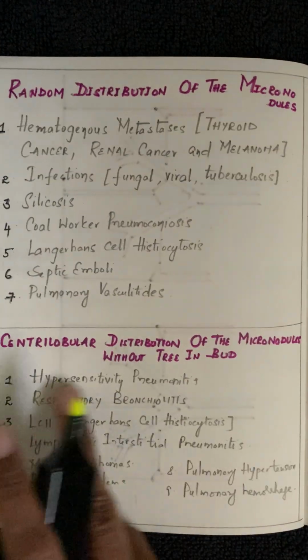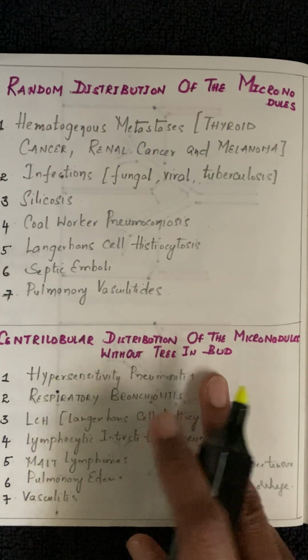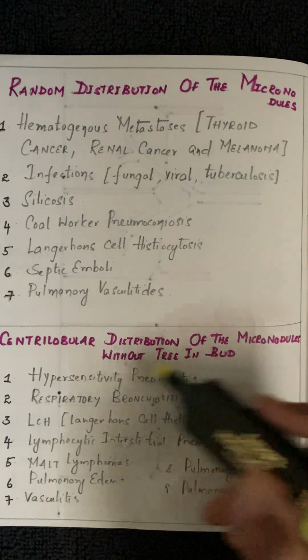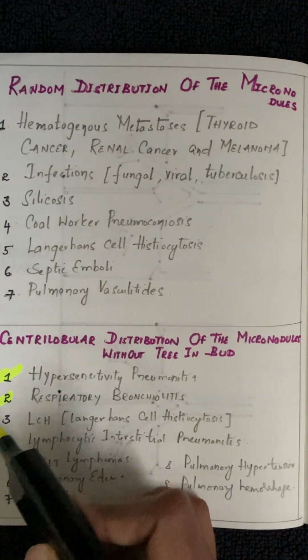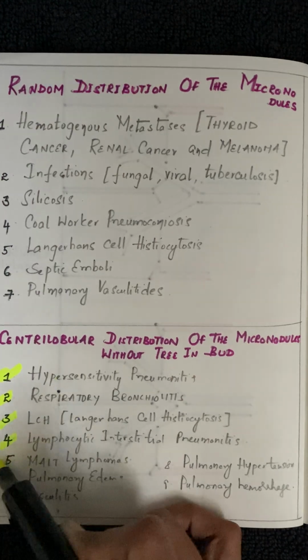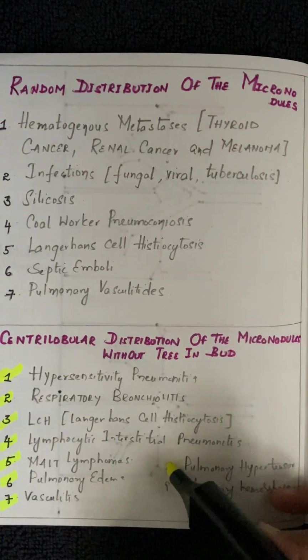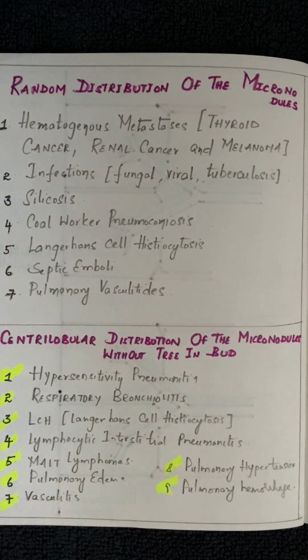Coming to centrilobular distribution of micronodules without tree-in-bud appearance, some of the differential diagnoses are hypersensitivity pneumonitis, respiratory bronchiolitis, Langerhans cell histiocytosis, lymphocytic interstitial pneumonitis, MALT lymphoma, pulmonary edema, vasculitis, pulmonary hypertension, and pulmonary hemorrhage. These are some of the differential diagnoses.